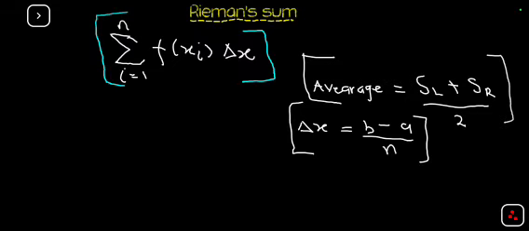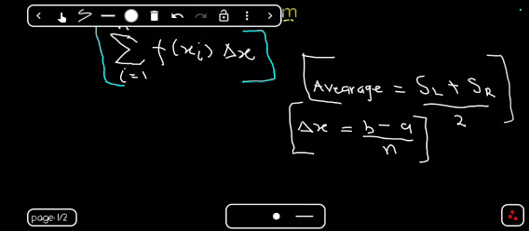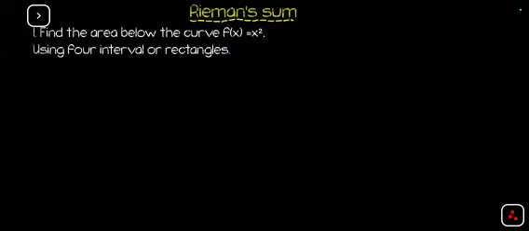So let me clear them and then put a question on the board. Now let's take this question. Solution. What does the question say? It's saying find the area below the curve f of x, which is equal to x squared, using 4 intervals or rectangles. It's obvious from the question, they are saying 4 intervals or rectangles. So obviously n will be 4, the number of intervals or rectangles.